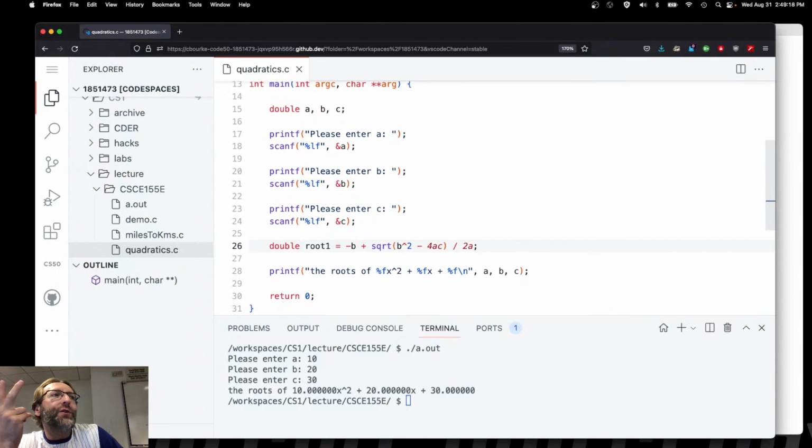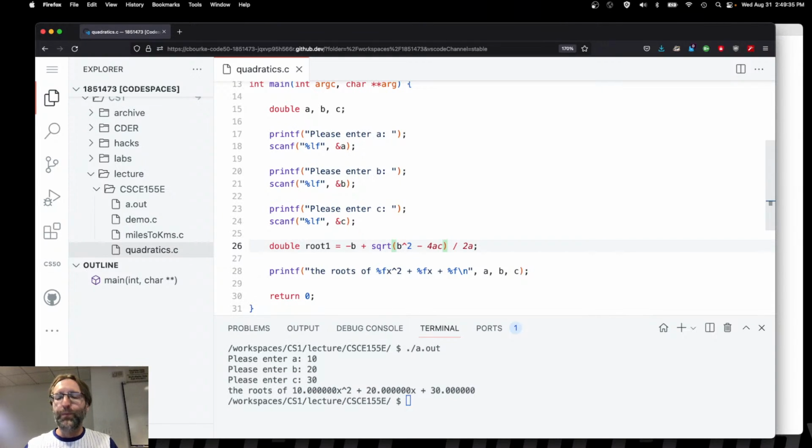Remember, there are only two difficult things in computer science: cache invalidation and naming things. What's better than good? Good enough. We're done. Negative b plus square root. That looks good so far.